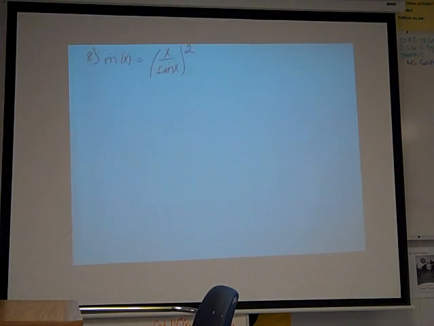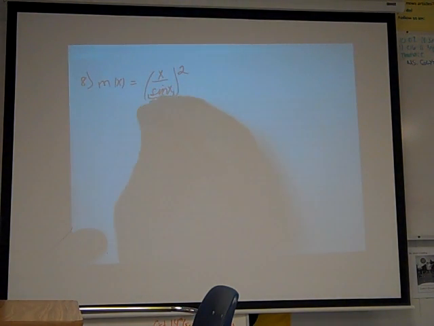Problem number 8, last one. M of x equals x divided by the sine of x squared. Inside here, we have a quotient. Outside, we have an exponent. It's a chain rule and a quotient rule.